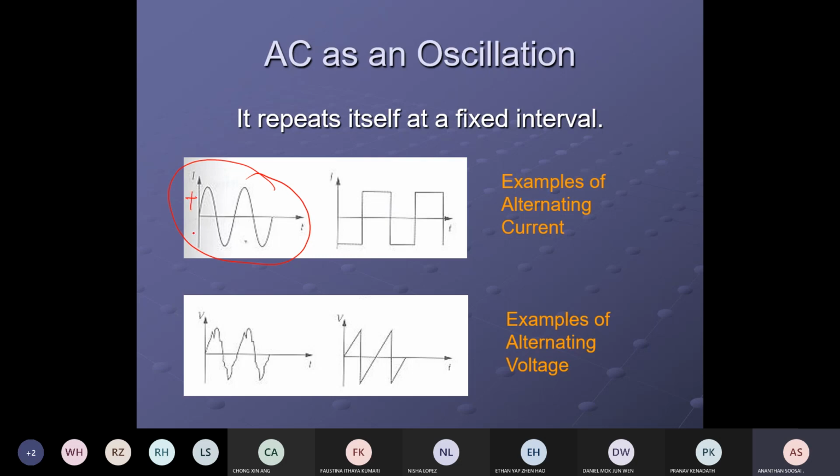How do you know it's alternating? Because of positive and negative. Positive means the current flows maybe clockwise. Negative means the current flows anti-clockwise. The second one is also alternating current, positive, negative. This is called square wave AC, alternating current. And you have many types. As long as positive and negative are there, it's alternating current.